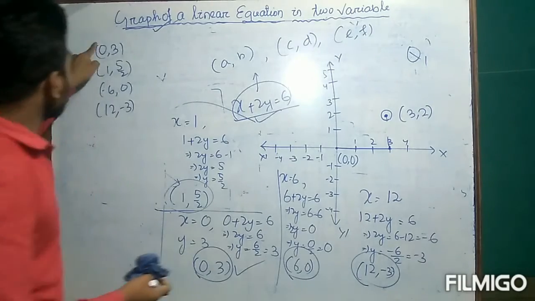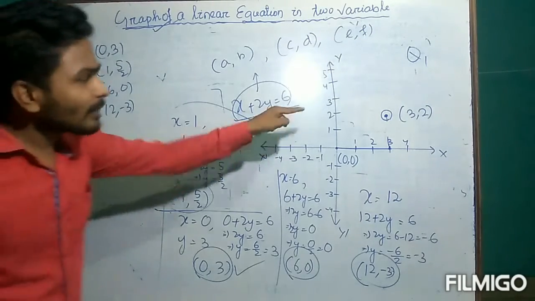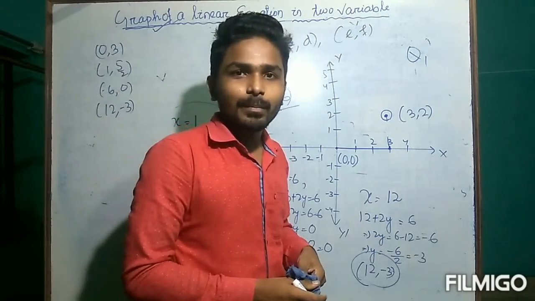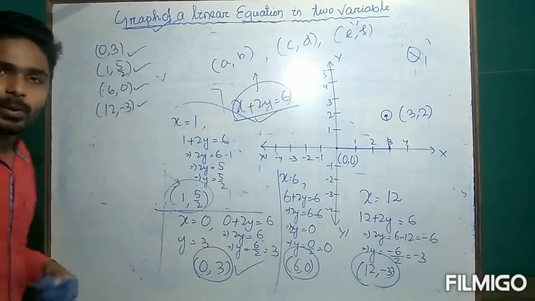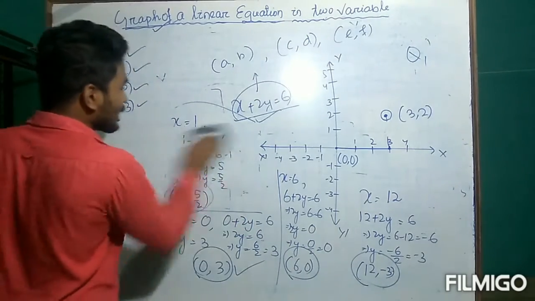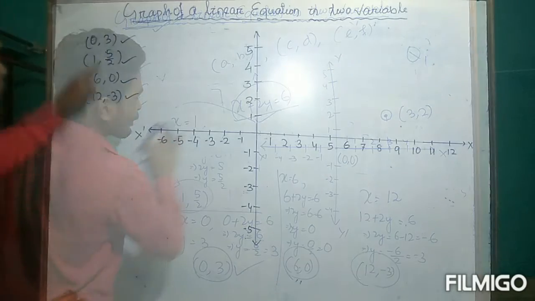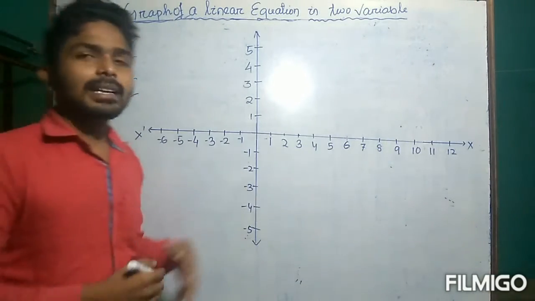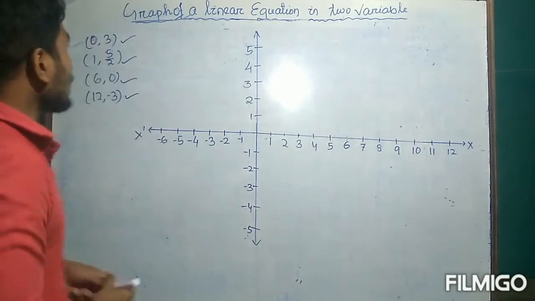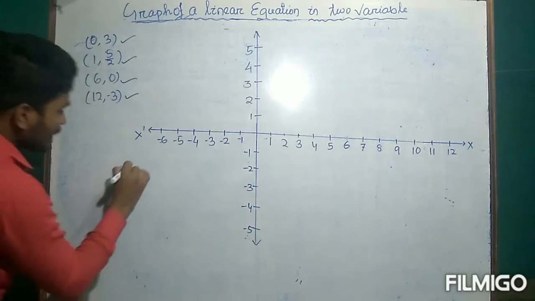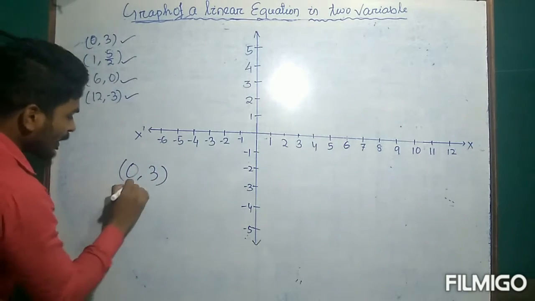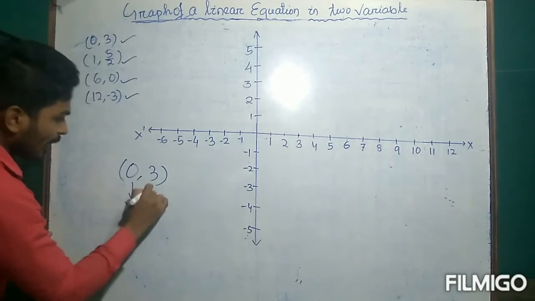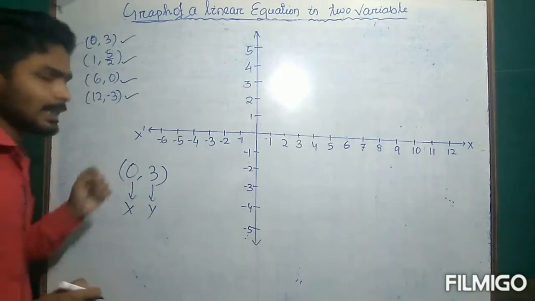Can we represent all those points on the Cartesian coordinate system? Yes, we can represent it. All the points can be represented on a Cartesian coordinate system. Let's represent them. Now we will represent all these 4 points in this Cartesian coordinate system. So let's represent the first point. Our first point is 0, 3. So in this point your x coordinate is 0 and your y coordinate is 3.